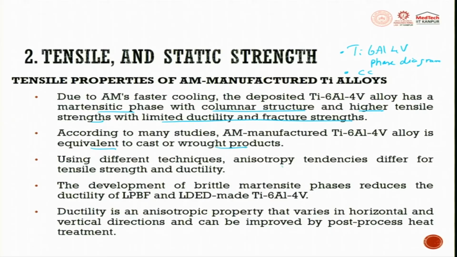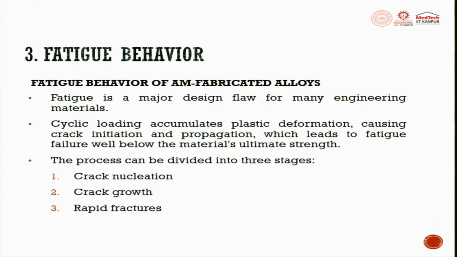Using different techniques, anisotropic tendency differs for tensile strength and ductility. The development of brittle martensitic phase reduces the ductility, and the ductility is an anisotropic property that varies in horizontal and vertical direction and can be improved by post processing. So, these are all for tensile behavior.